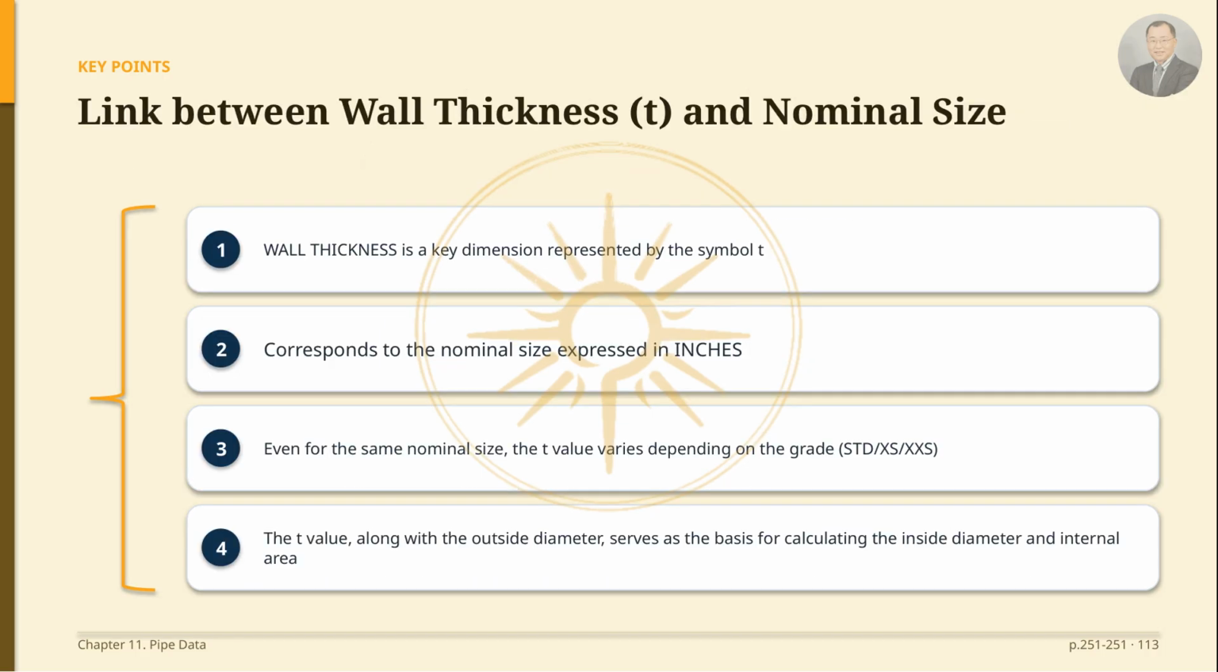Continuing, let's examine the link between the wall thickness T value and the nominal size. Wall thickness is a key dimension represented by the symbol T and corresponds to the nominal size expressed in inches. The important point here is that even for pipes with the same nominal size, this T value varies depending on the strength grade, such as STD, XS, or XXS. Since this wall thickness value, along with the outside diameter, serves as the basis for calculating the inside diameter and internal area, it is an item that must be checked when reading pipe data.